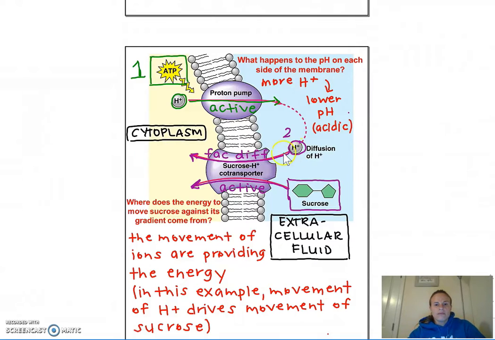In the second step, that hydrogen is going to diffuse back down its concentration gradient, because inside the cytoplasm I have a low concentration of hydrogen. Outside of the cytoplasm I have a high concentration of hydrogen. So that hydrogen naturally wants to go back into the cytoplasm, but it requires the help of a membrane protein, so it's going to diffuse back via facilitated diffusion. Now, as that hydrogen diffuses back through, it's going to carry with it sucrose.